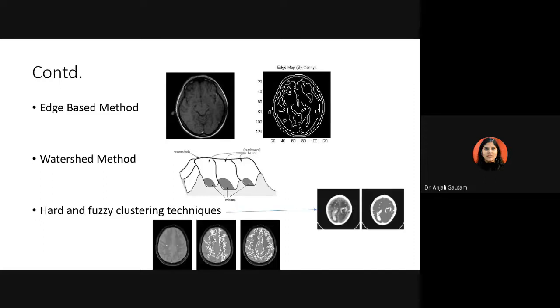Then hard and fuzzy clustering techniques, like fuzzy C-means clustering and k-means clustering. In that case, as an input, you have to give how many clusters you want to divide your image into. Let's say you want to divide an image into two categories, gray and white. On the basis of that, these are just the methods.